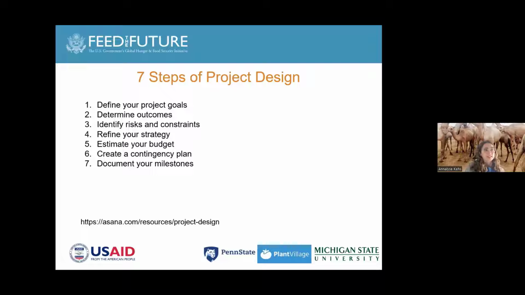So step 6 then is to create a contingency plan. This is built off of step 3, where you're identifying your risks and constraints. And so we're basically taking the risks we identified in step 3 and identifying how we're going to address them. This is important to include, again, being adaptable and flexible, recognizing that there are different challenges and obstacles that can come up along the way, whether they're small or local to the area you're working in.